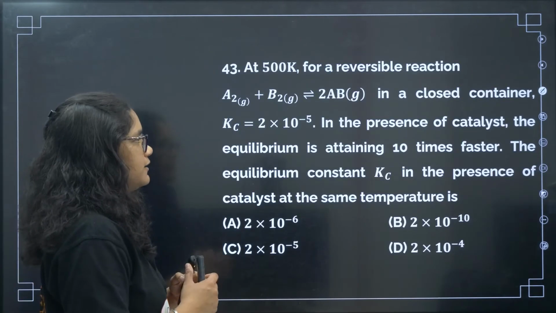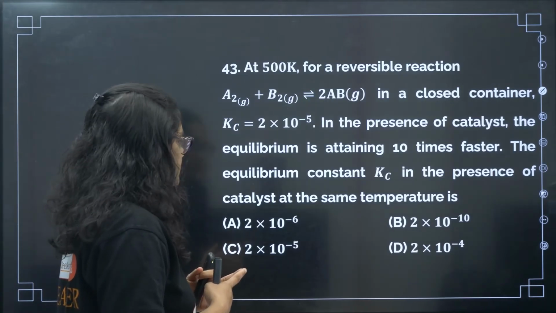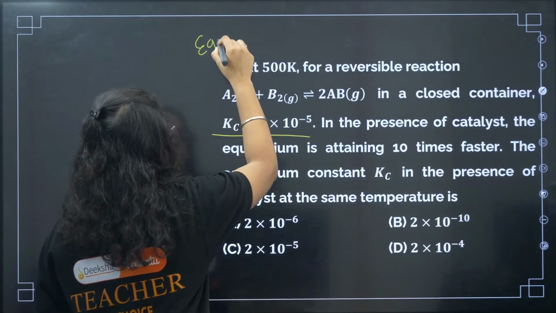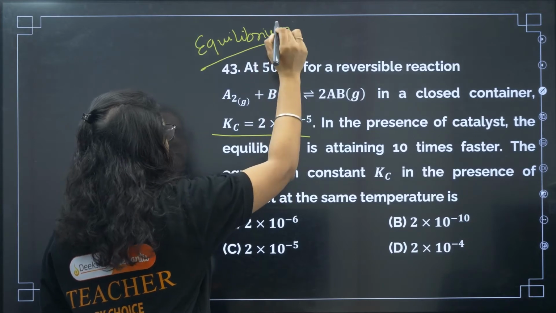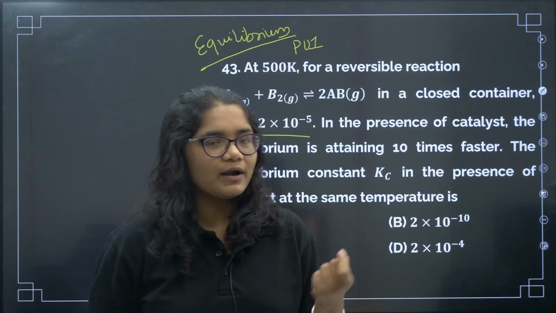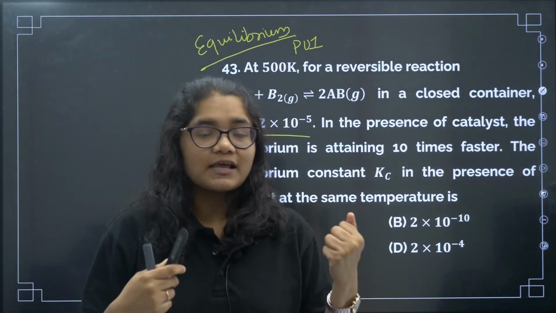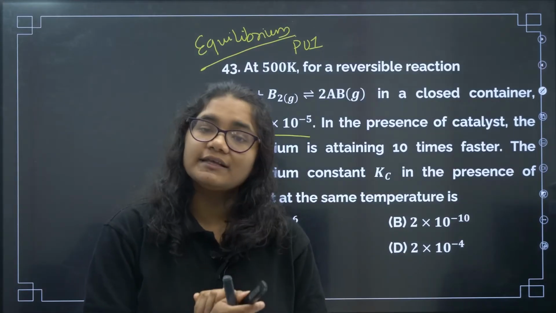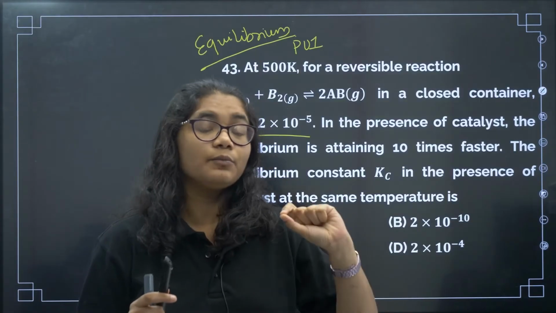At 500 Kelvin for a reversible process, A2 plus B2 gives 2AB in a closed container. Kc is given, so equilibrium constant. So we have reached the equilibrium chapter now. Okay, PU1 again. So you see from PU1 only 1-2 questions are asked, but you remember in PU2 chapters 3-4 questions are asked from each chapter, right? So that is why for your KCET exam PU2 is very important and you need to master them really well.